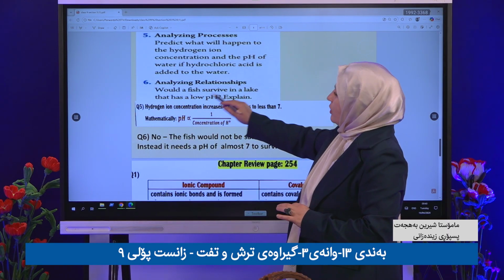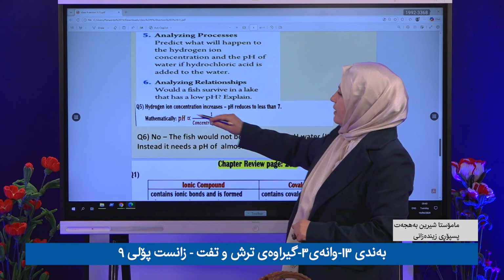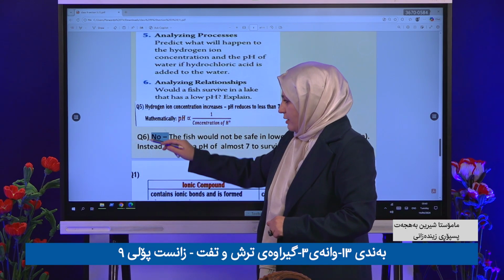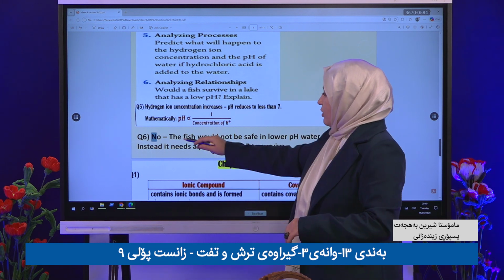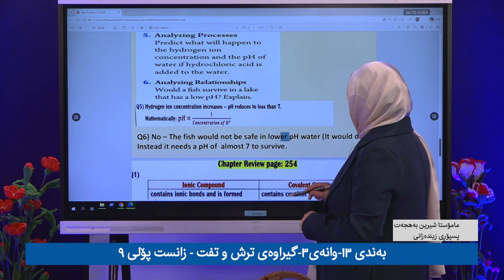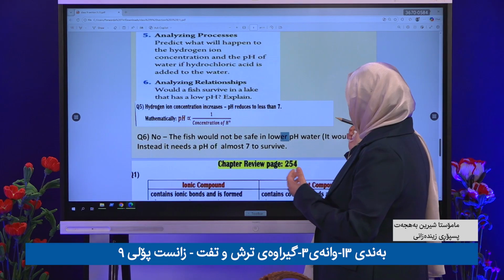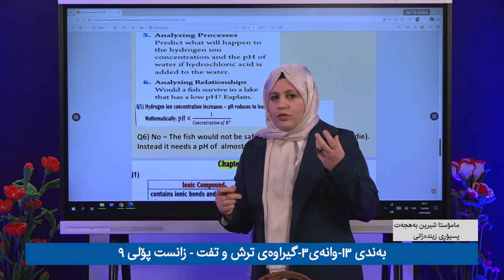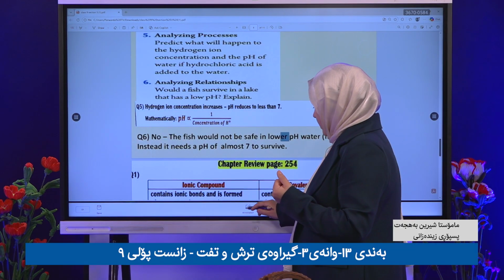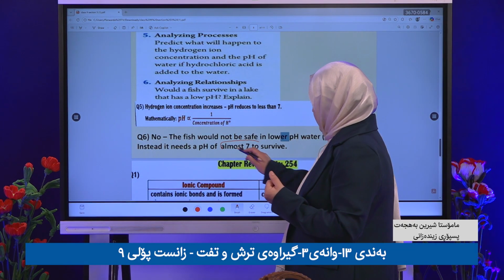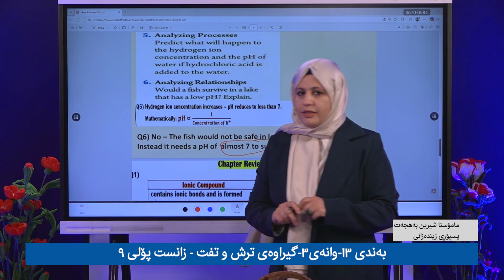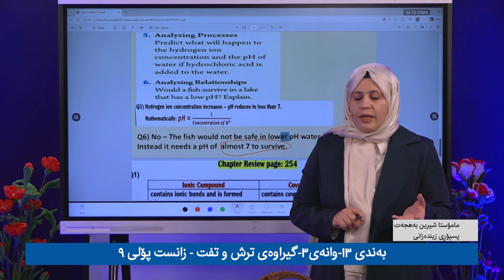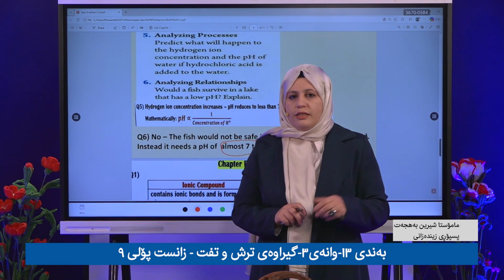Number 6, analyze reaction. Would fish survive in a lake that has low pH? No, of course not. Because fish will not be safe under low pH. So the water should have which kind of pH? Almost 7 to survive. Clear? That means in a strong base or strong acid solution, fish do not survive.